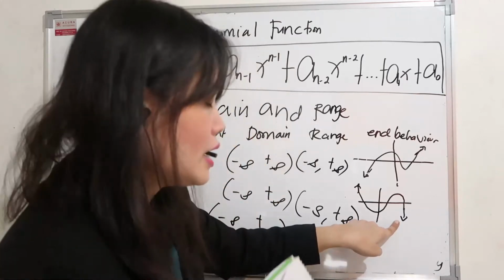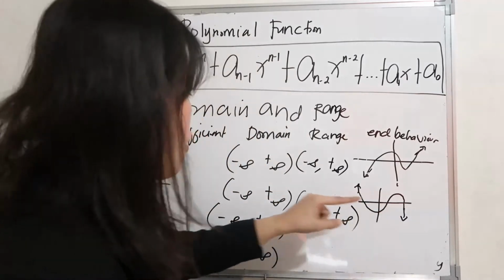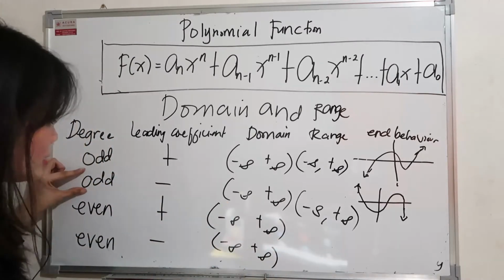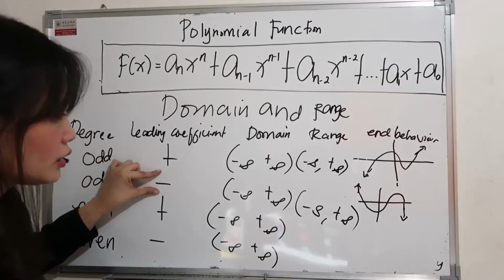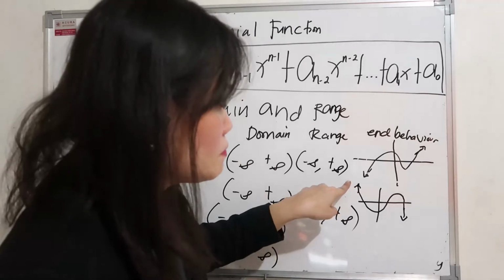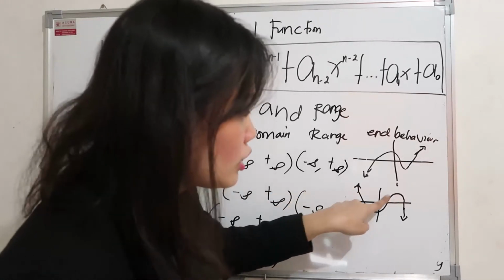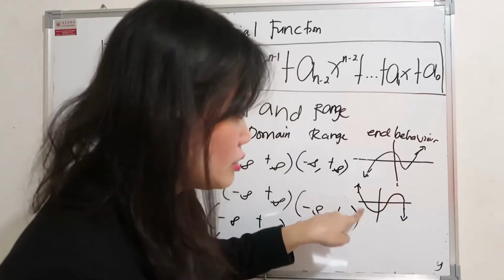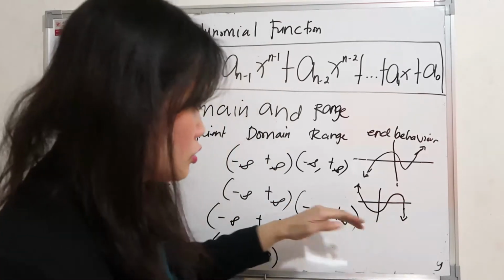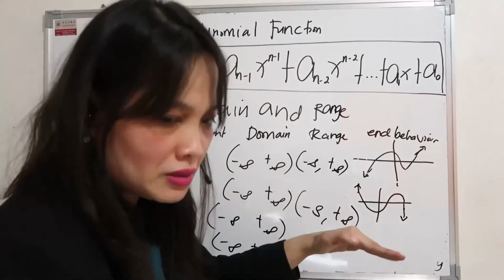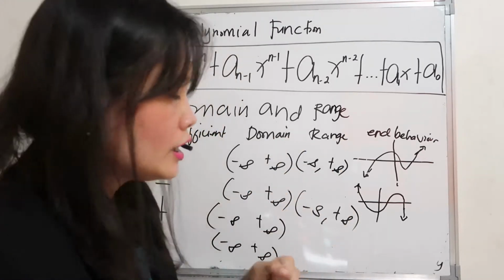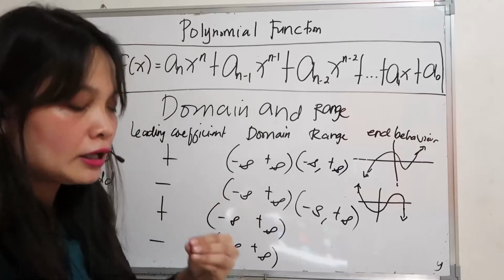Again, the end behavior of a polynomial function with a degree which is odd and the leading coefficient is negative, the starting point will be the second quadrant going to the fourth quadrant. Okay? So their domain and range, the same. Set of all real numbers.